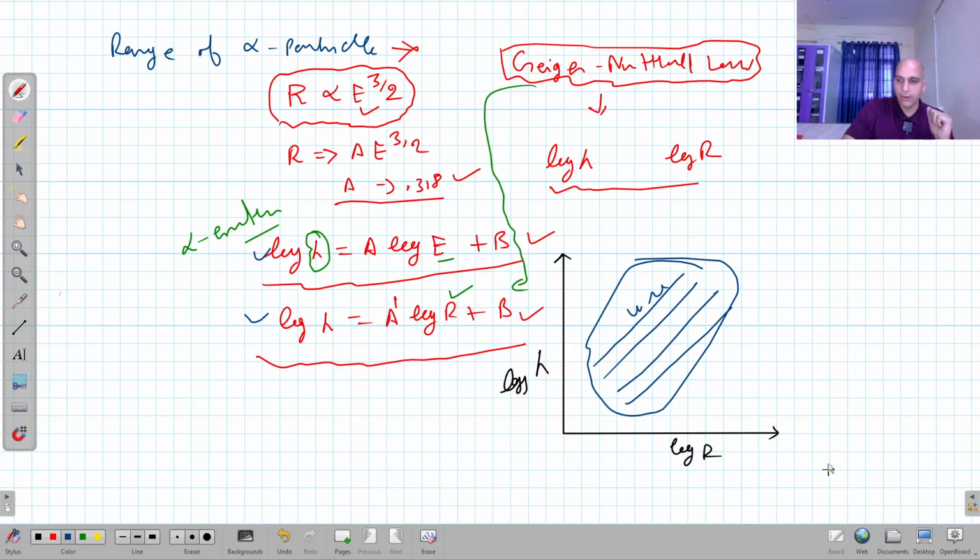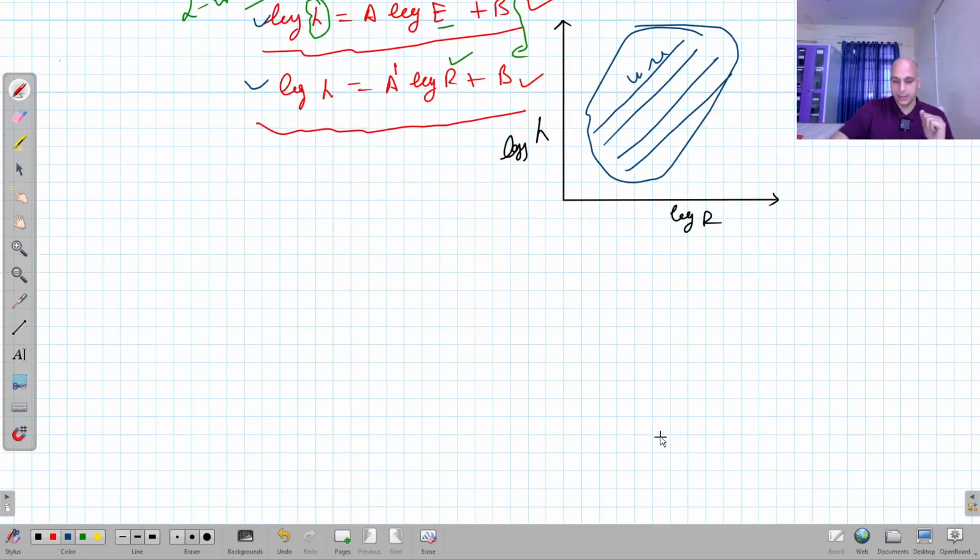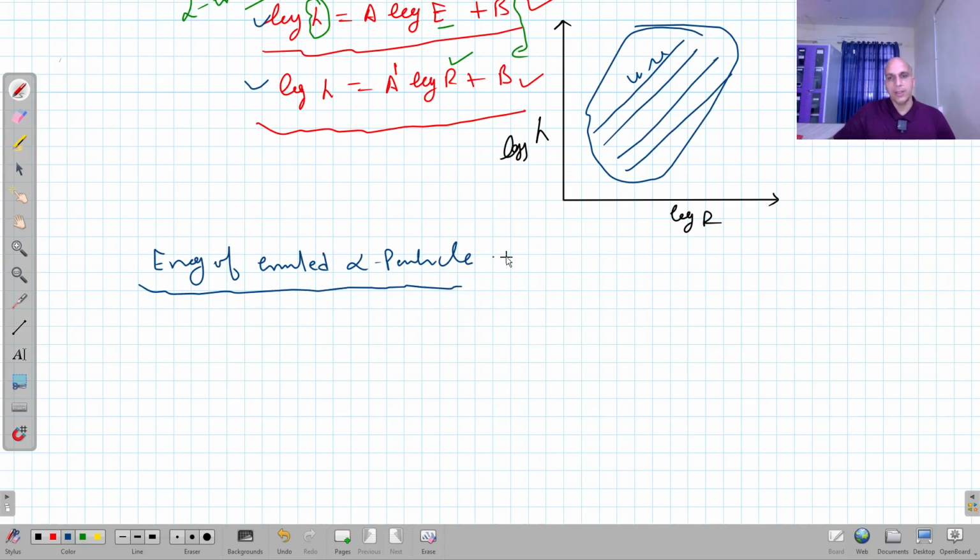This is the Geiger-Nuttall law. Then energy of alpha decay. This is very, very important. Energy of emitted alpha particle. For it we have to remember the relation, that we know very well when ZXA converts into Z minus 2, Y, A minus 4, plus 2He4 plus Q.